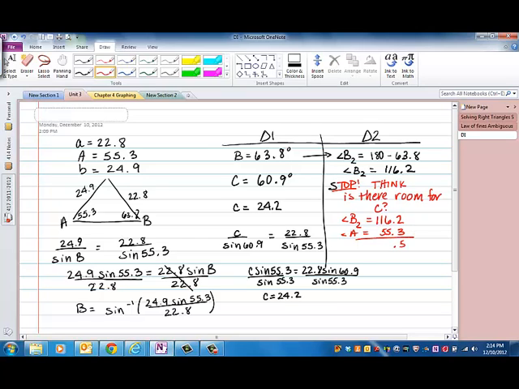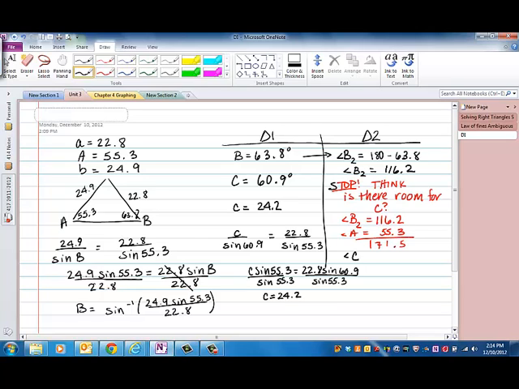Well, we add them up. It's 171.5. Yes, that's less than 180. There is room for C, so we can continue solving. If there was no room for C, we would stop. The second triangle would not exist.